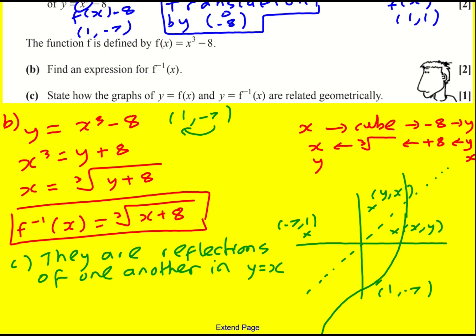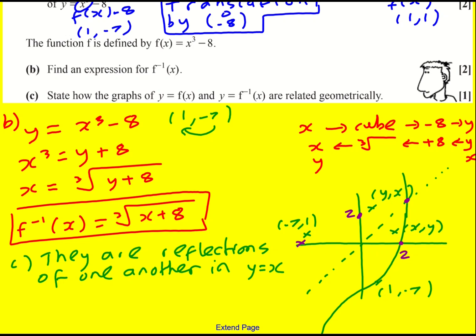Now this can help me sketch the inverse actually. I know it's going to be a reflection in y equals x. Actually, that tells me that the inverse is also going to go through that point there. And then I know that 0 is going to map onto minus 8. If I swap that around, then minus 8 is going to map onto 0 for the inverse. So it's going to end up over here. And then this point here is 2, because 2 cubed minus 8 is 0. So my intercept up here is going to be 2, because 0 is then going to map onto 2.